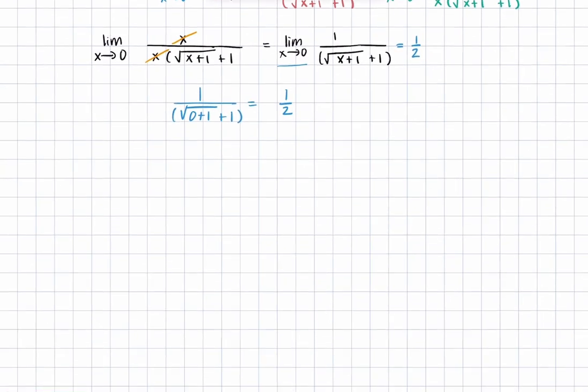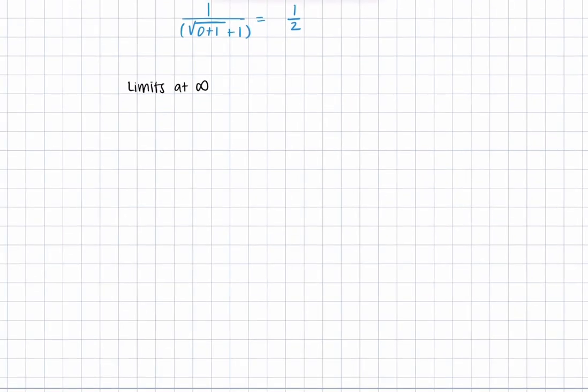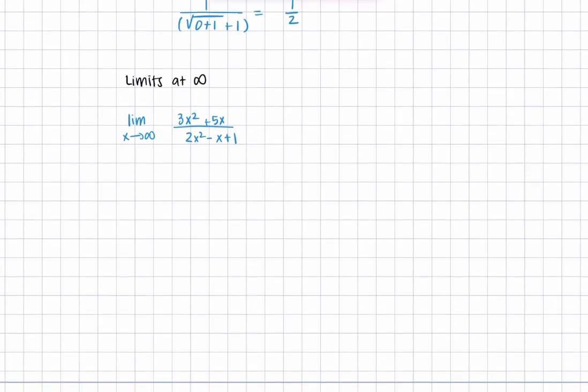And the last one we're going to talk about in this video is called limits at infinity. Let's say you had the example limit as x approaches infinity for 3x squared plus 5x all over 2x squared minus x plus 1. When you have limits at infinity, you can't really substitute 0 or any number in to see if you get a determinate. So what do you do?